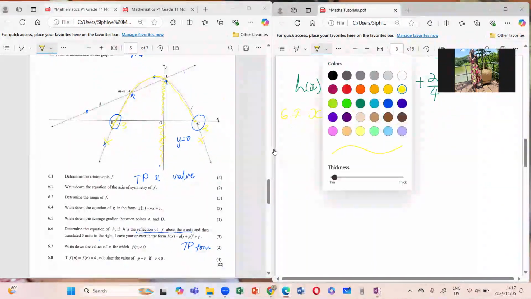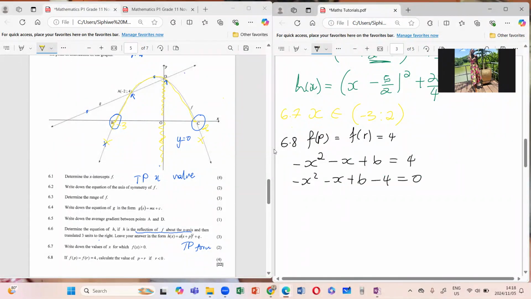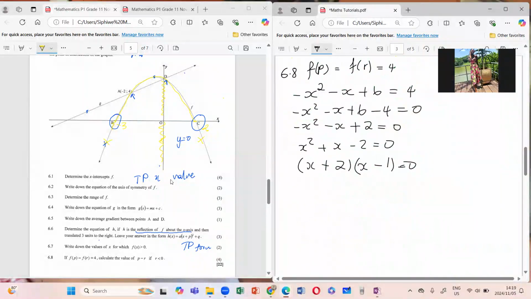Then the last one, 6.8. 6.8 says f of r is equal to 4, with r less than 0. So our equation, minus x squared minus x plus 6 equals 4, to solve for x, so minus x squared minus x plus 2 equals 0. Then we can multiply by a negative throughout, and factorise to x plus 2 times x minus 1, because our middle term is positive. So x is equal to minus 2 or positive 1.